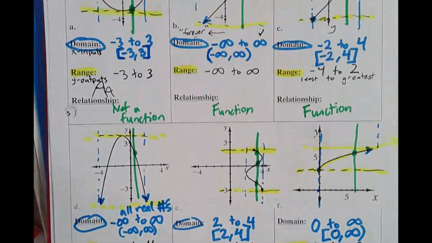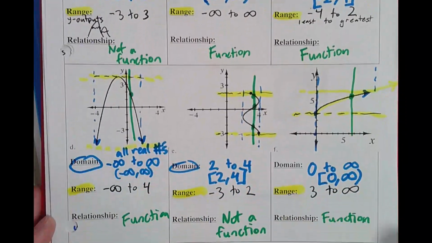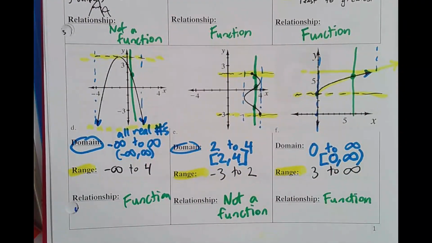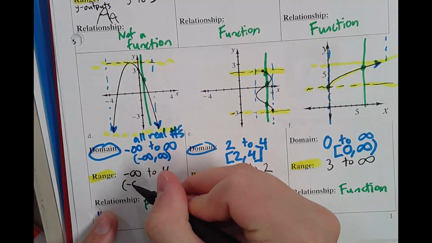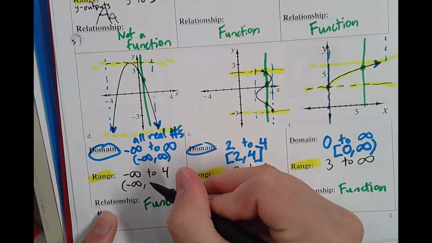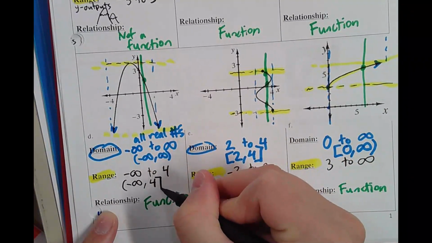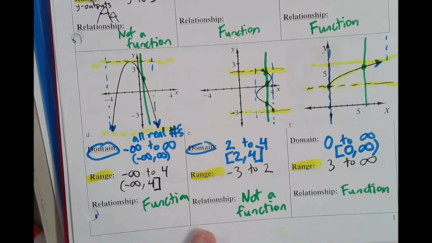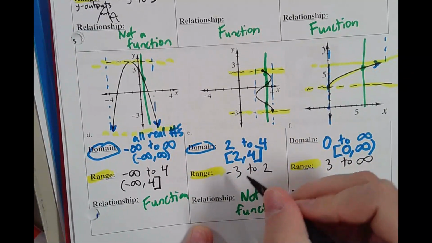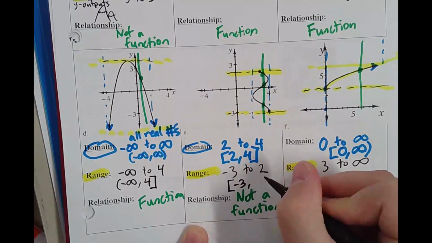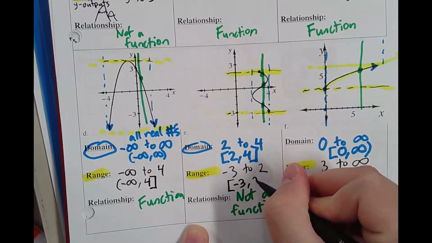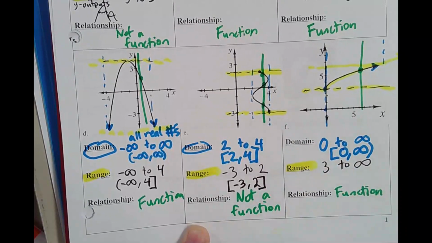Okay, let's do the range. I'll start here on the bottom. The range. How do we write range? So let's write it in this notation as well. Negative infinity with the parentheses, 2, 4 with a bracket. What about the next one? Bracket, -3, comma, 2, closed bracket.